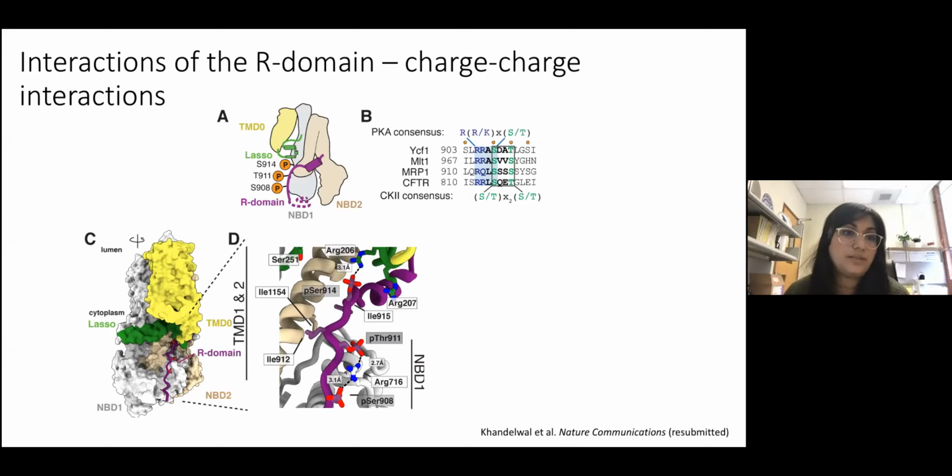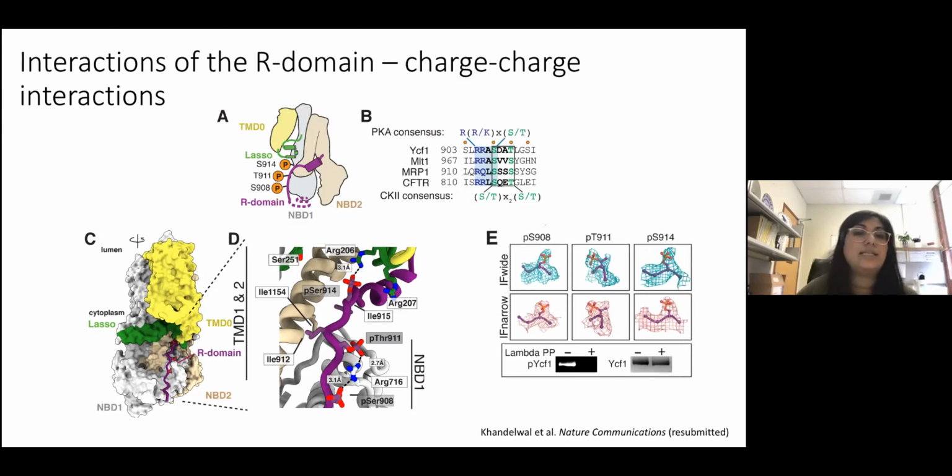And so we found 3 primary phosphorylation sites, and we were confident of this because the density in this region was quite robust for phosphorylation. And we followed up this observation with a phosphatase treatment experiment where Nitesh treated YCF1 with and without lambda phosphatase, and found that indeed the signal disappears. So it appears that in our structure where we have resolution of this R domain, phosphorylation at S914, T911, and at S908 are primarily driving the stability of this interface.